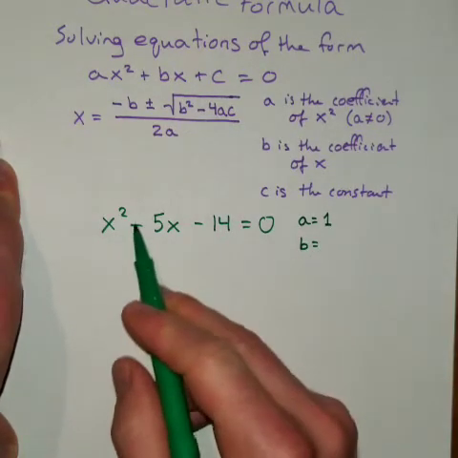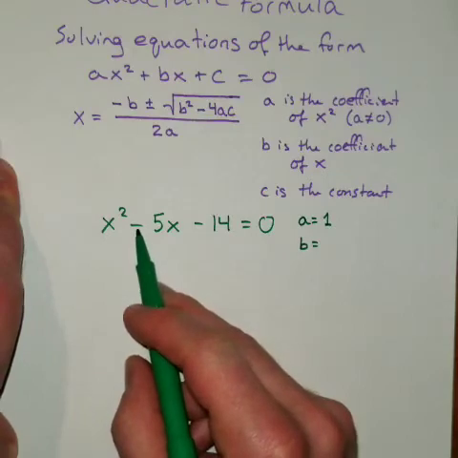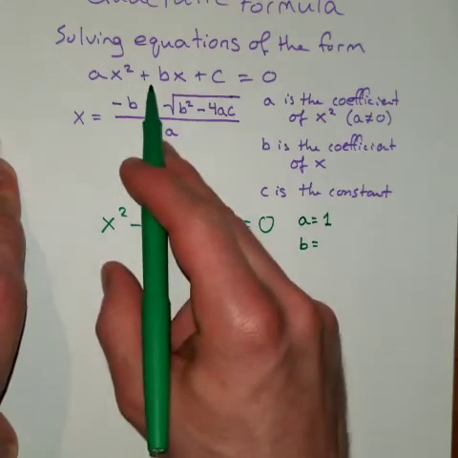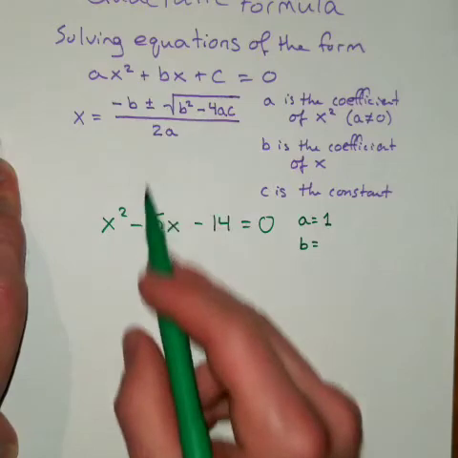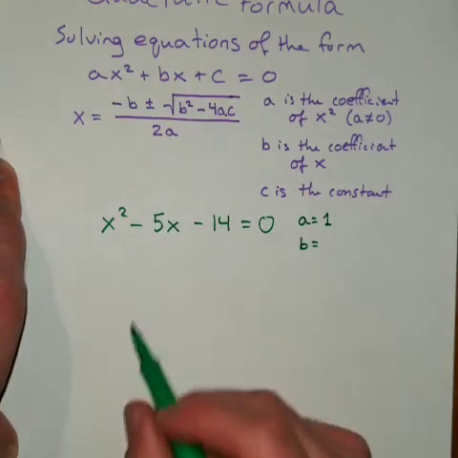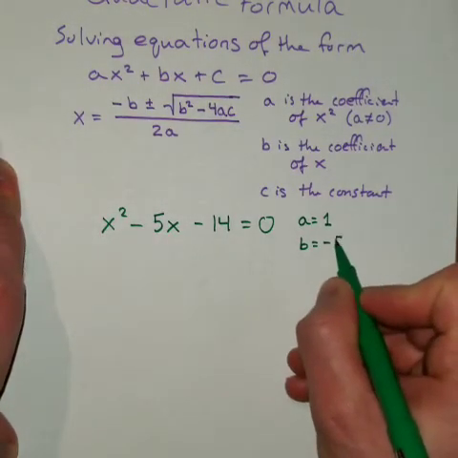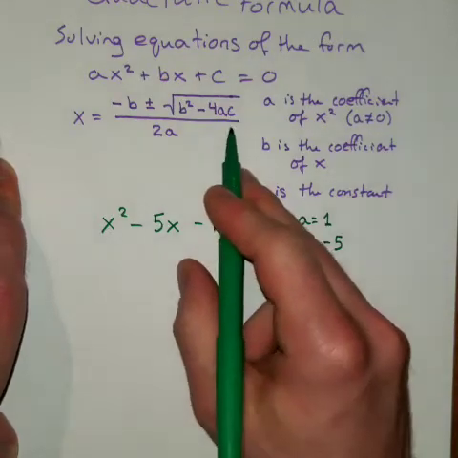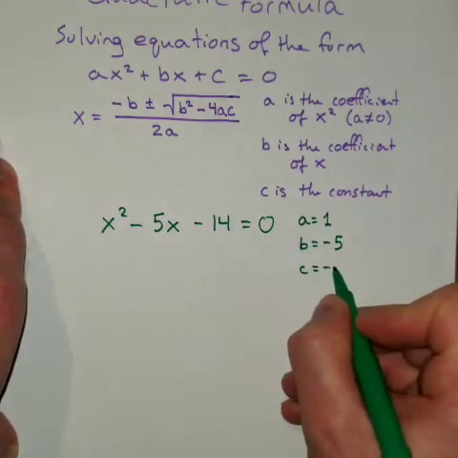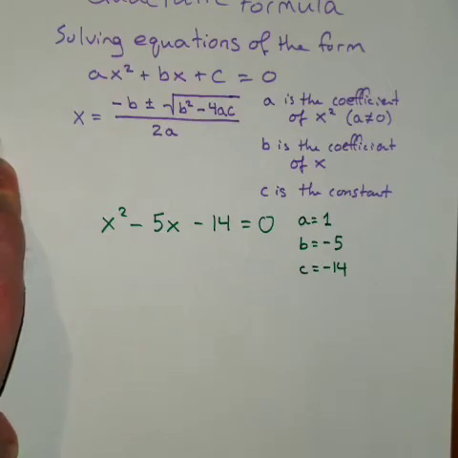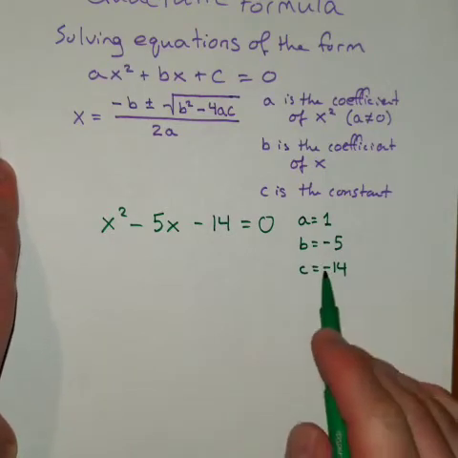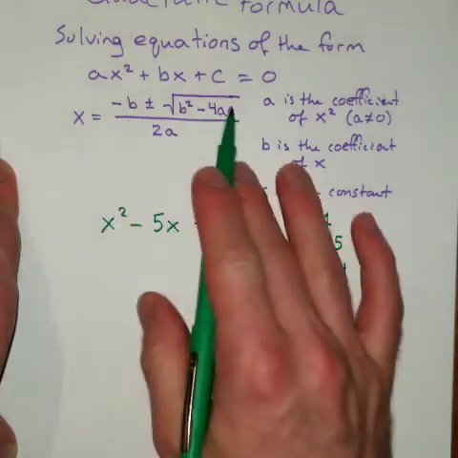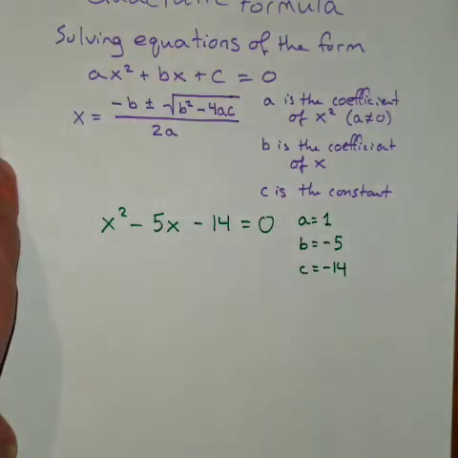The b value includes the negative. So anytime there's a minus in there, you include it. So instead of plus b, you're really looking at plus -5 there. So the b value is -5. And same thing for the c here. The c value is -14. And so we're going to take those three numbers, plug them into the formula, and then simplify it out.